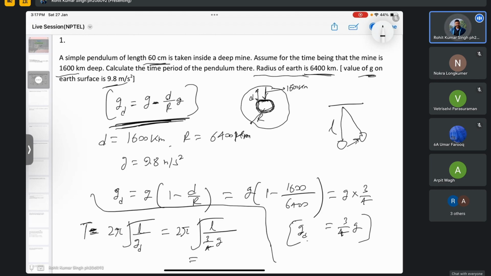And if you put everything, so L is given, as you can see, L is 60 centimeter. You should convert it into meters. And what else is given? g is given. So if you put everything, you will get an answer, which I'm going to just write: 1.795 seconds. Okay.